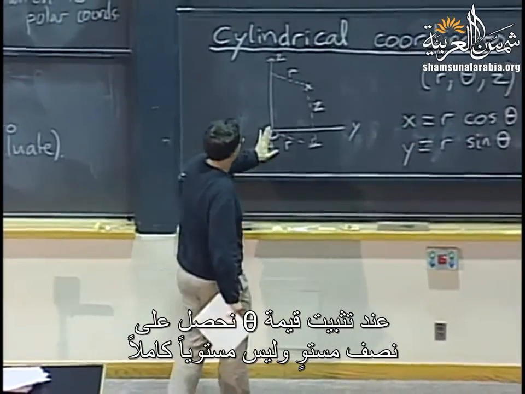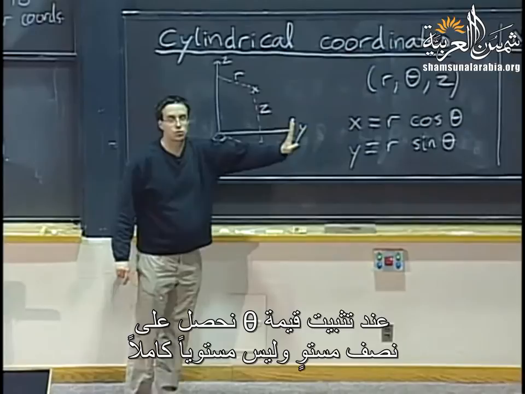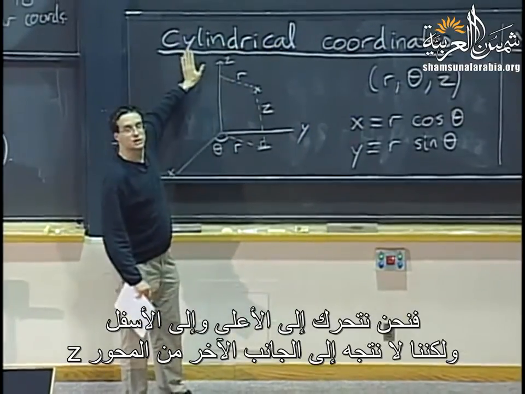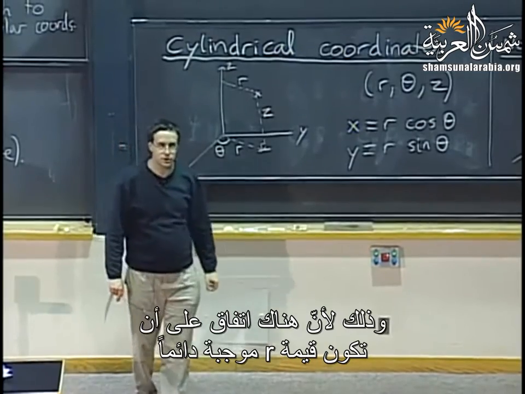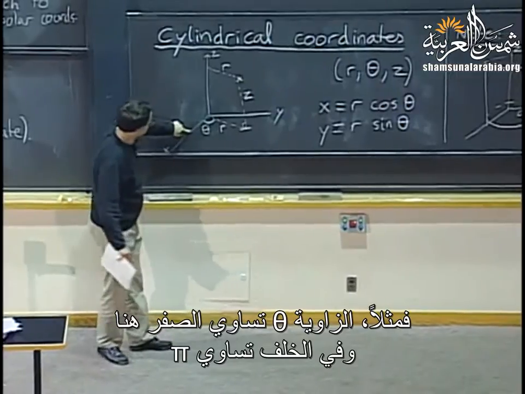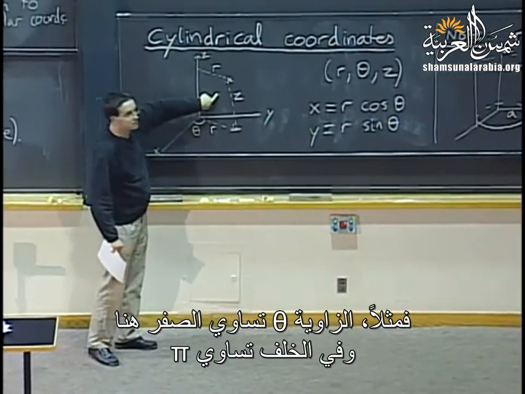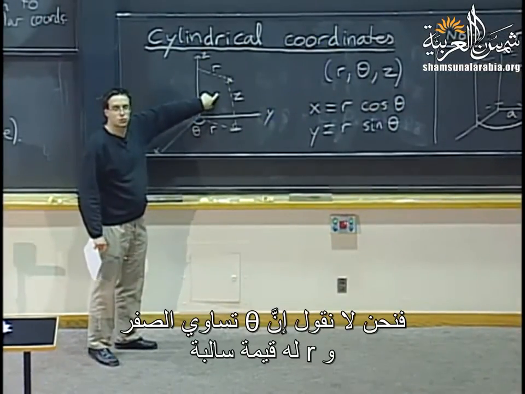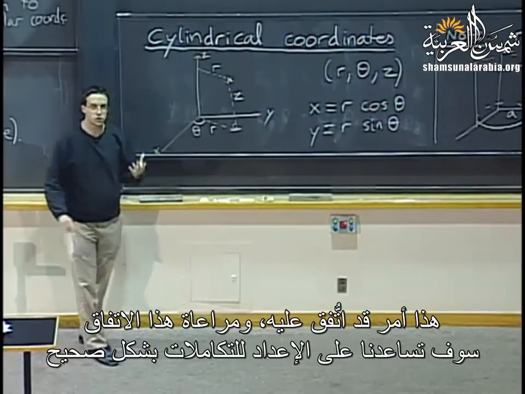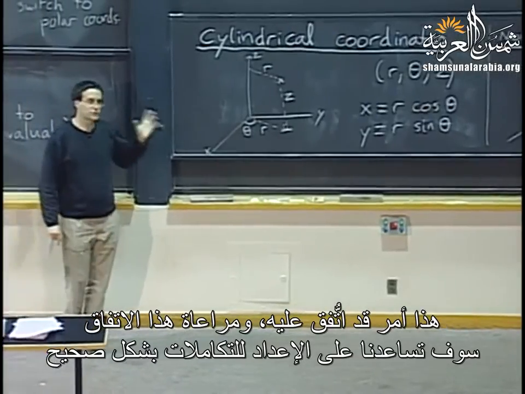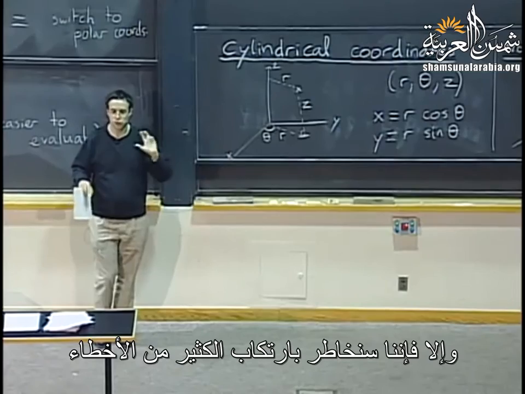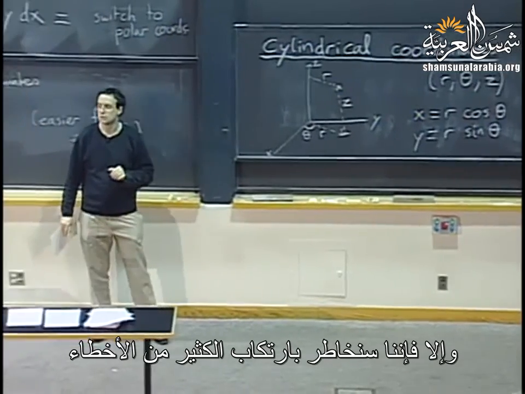So I'm saying when you fix theta, you get only a half plane, not a full plane. It goes all the way up and down, but it doesn't go back to the other side of the z-axis. Why? That's because r is always positive by convention. For example, here we say theta is 0. At the back, we say theta is pi. We don't say theta is 0 and r is negative. We say r is positive and theta is pi. It's a convention largely, but sticking with this convention really will help you to set up the integrals properly. Otherwise, there's just too much risk for mistakes.